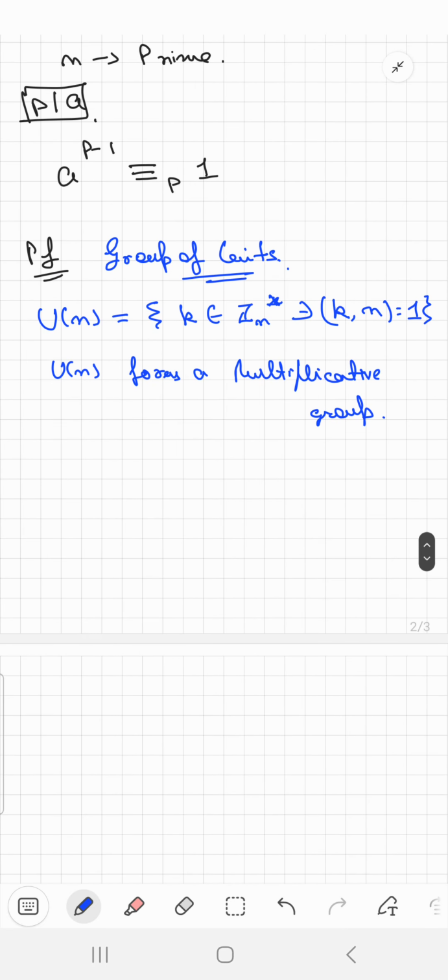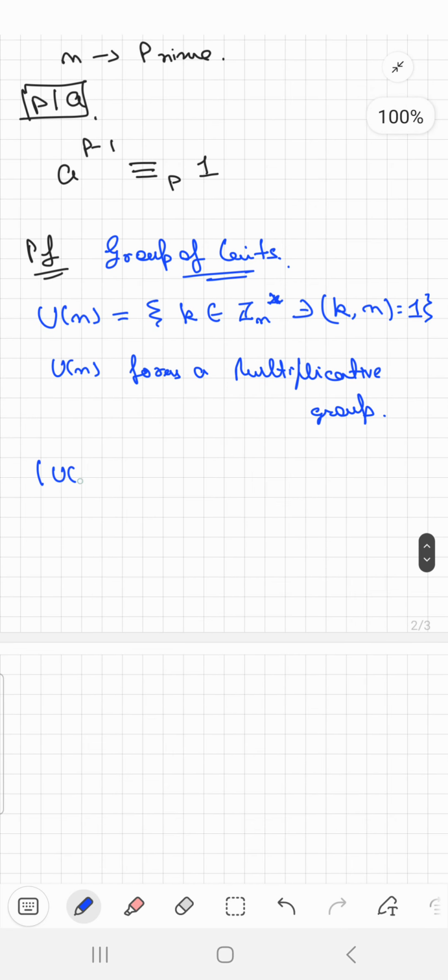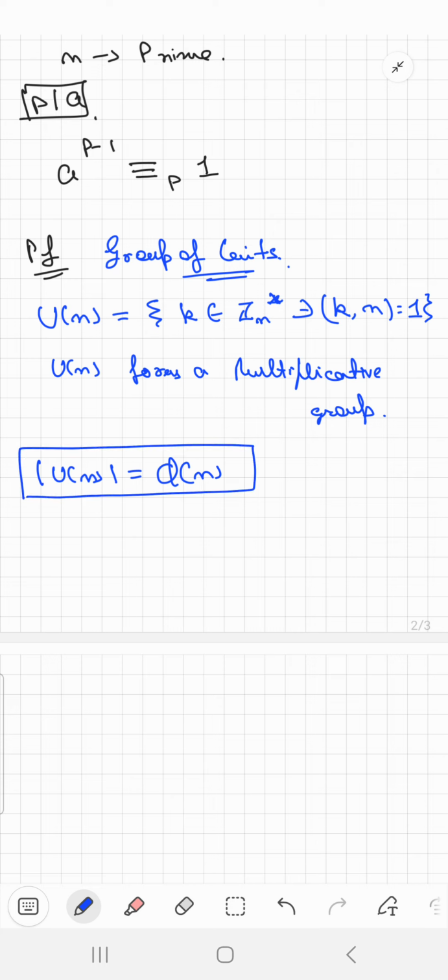Now, what should be the order of U(n)? It should surely be phi(n), because by definition the number of elements in U(n) should be the ones which are co-prime to n and less than n. So it's surely phi(n). So that's one fact. Moreover, it forms a group. That's the main point, that U(n) forms a group.